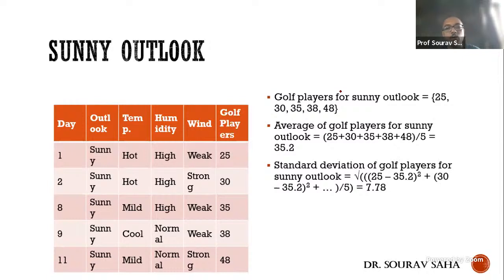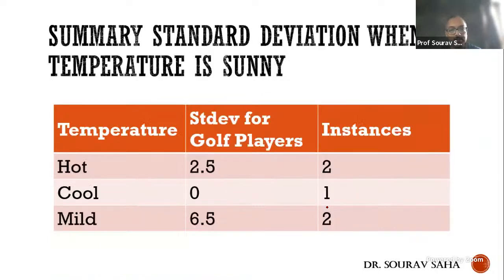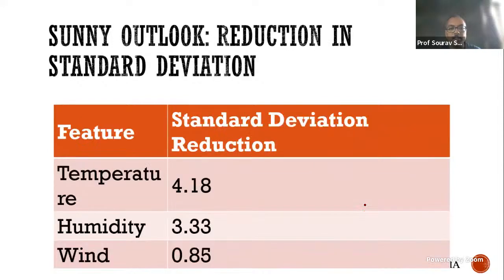So let's take the sunny outlook. For sunny outlook, the standard deviation is 7.78. I have to split the sunny outlook in such a way that I am able to reduce this overall standard deviation. Once again, I go through the same process. Hot, cool, mild, these are the instances. So for the sunny outlook, reduction in standard deviation for temperature, humidity, wind.